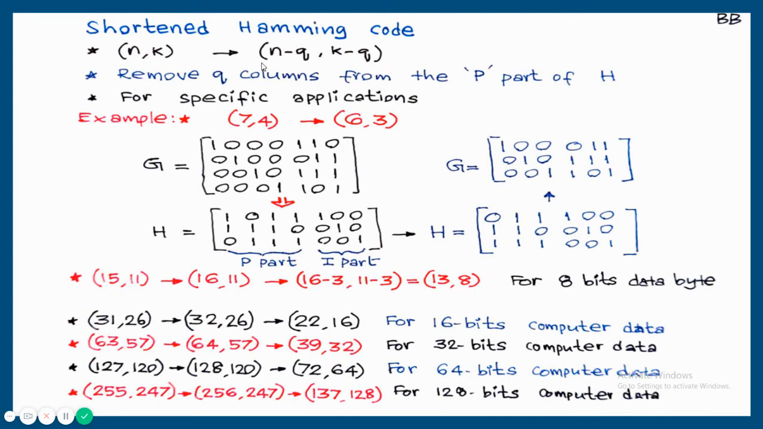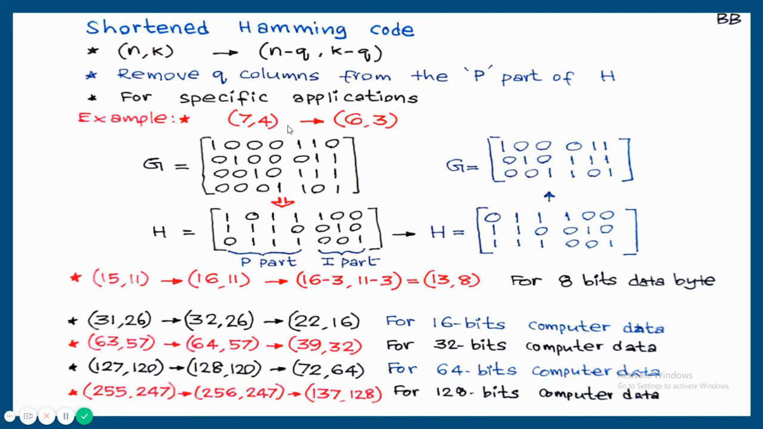The procedure for getting shortened Hamming code is to remove Q columns from the P part of the parity check matrix H. The parity check matrix has two parts. One is the identity part and the second part is the P part. From the P part, you remove Q columns for getting N minus Q, comma K minus Q. And this type of shortening is going to be applied for some specific applications. What are the applications? That also I'll explain after this.